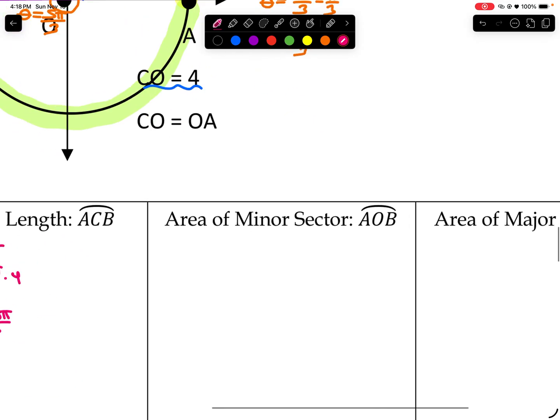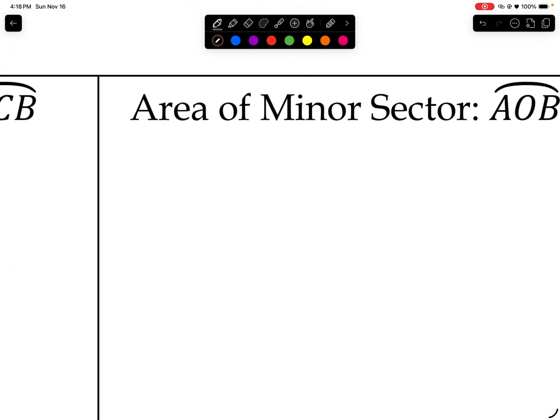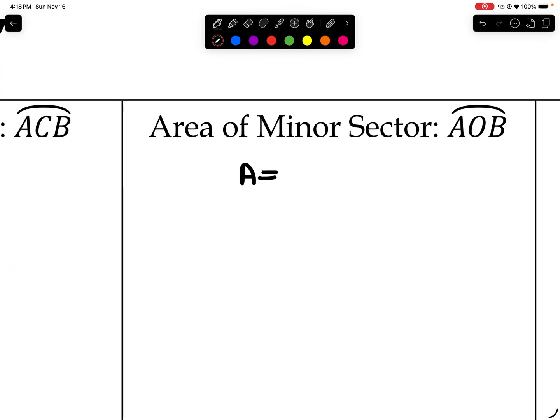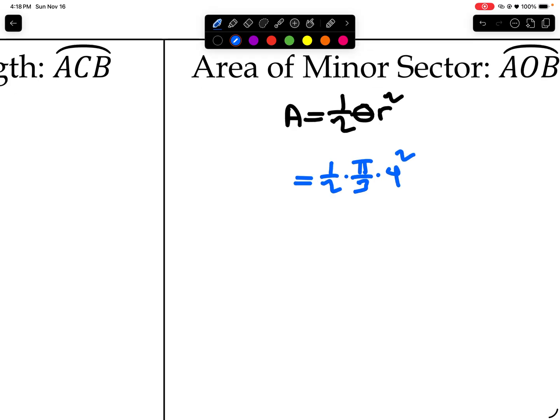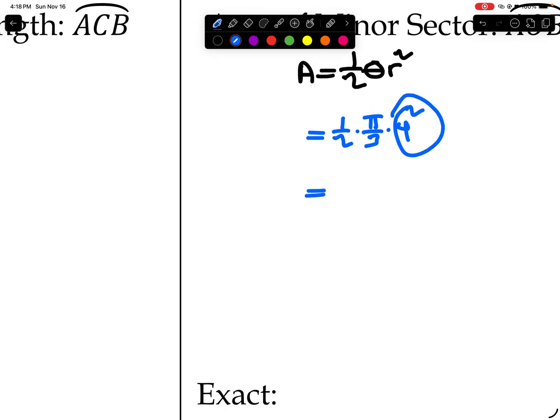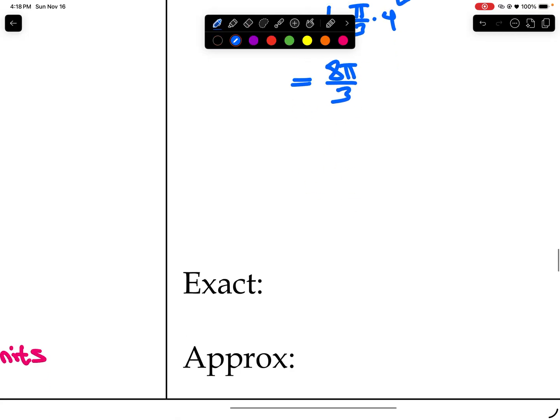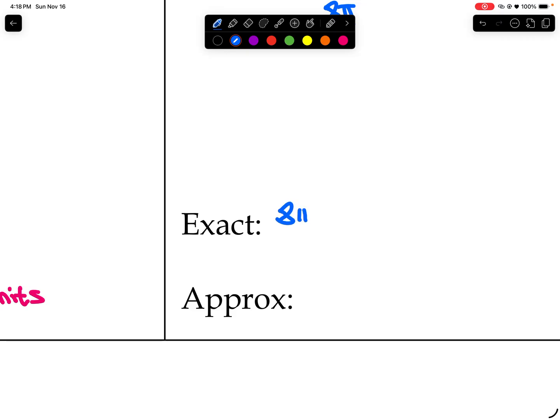Okay, so now we're going to move on to the minor sector. So the area for the sector, we're looking at 1/2 times theta times your r value squared. So when I plug in, 1/2 times my minor central angle, which is pi over 3, times my radius squared. So I like to do 4 squared, which is 16, half of 16, which is going to be 8. So that's going to be 8 pi over 3. So that would be our exact, 8 pi over 3. Now, because we're talking about an area and not just a length, this would be in square units.